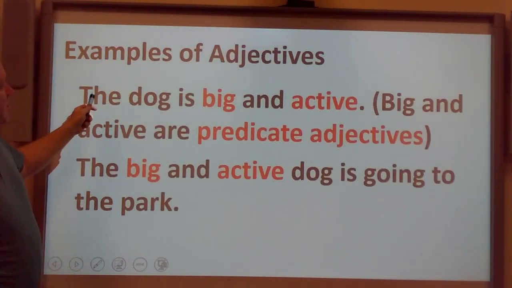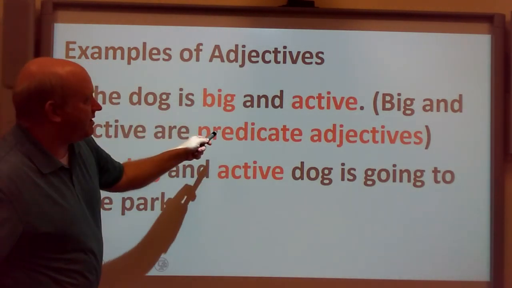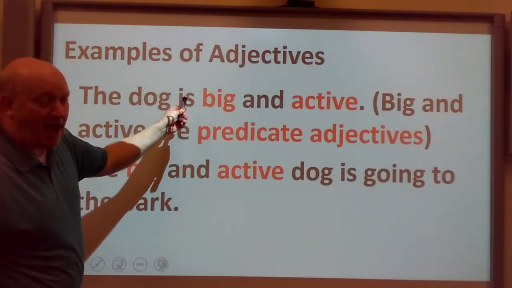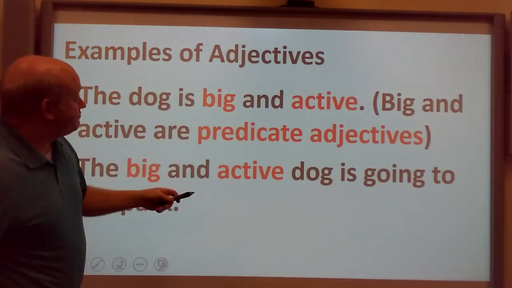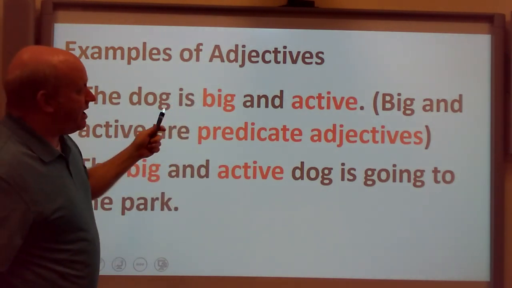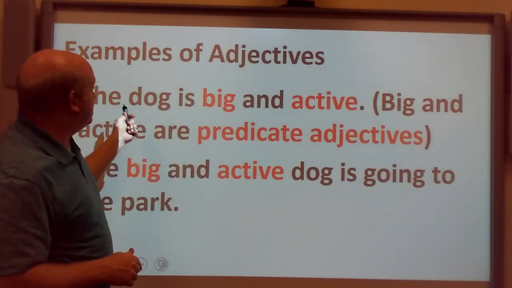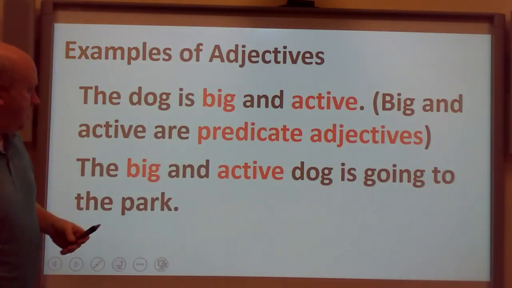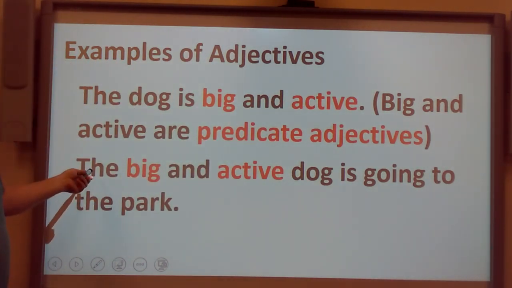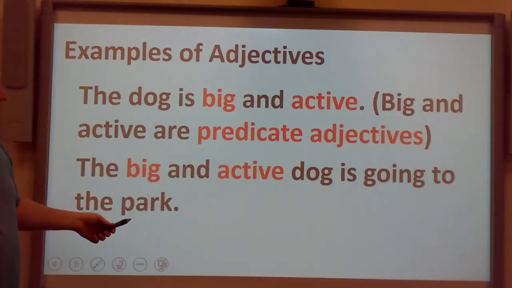Examples of adjectives. That dog is big and active. Big and active are predicate adjectives because they come after the verb. Like I said, sometimes the adjectives can come after the verb. They become predicate adjectives because the dog is what? Big and active. Okay? Now, to look at adjectives before, the big and active dog is going to the park.